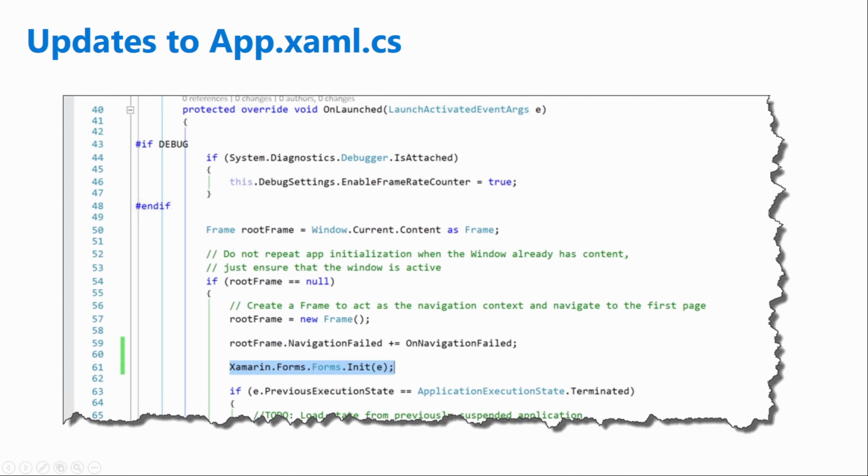One of the things I had to do was adjust the App.xaml.cs inside my Windows 10 Universal class. In this case, inside the OnLaunched event in the client app, I had to add in an Init call to initialize Xamarin.Forms, and that was it for that section.